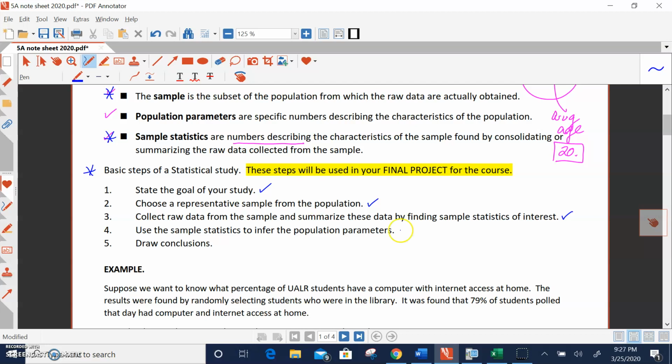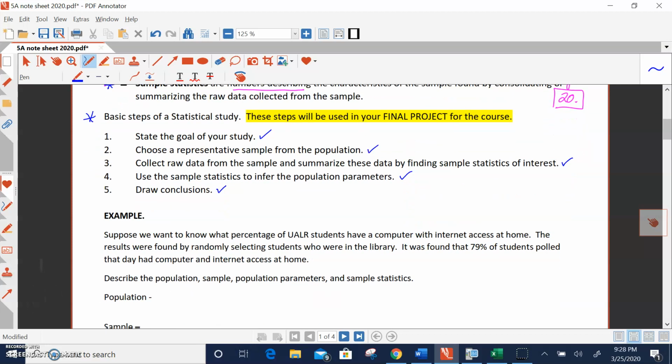Then you'll have your sample statistics. It would infer the population. You will organize your data. You'll make charts and then draw some conclusions. So these are all important parts of a statistical study that you will be doing as part of your final project. You do not have to memorize any of these. We're just going to talk about them.